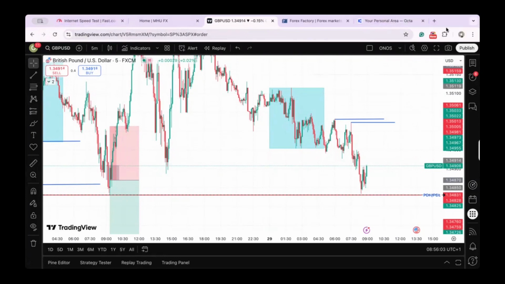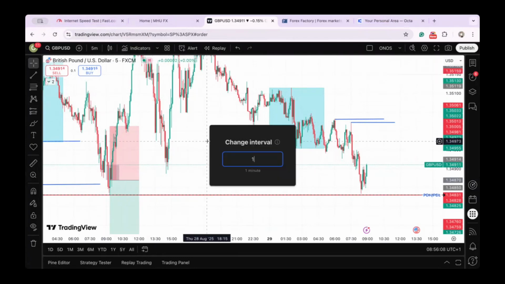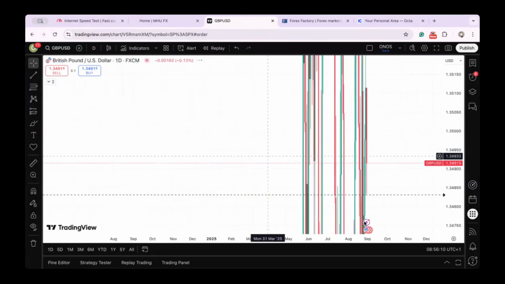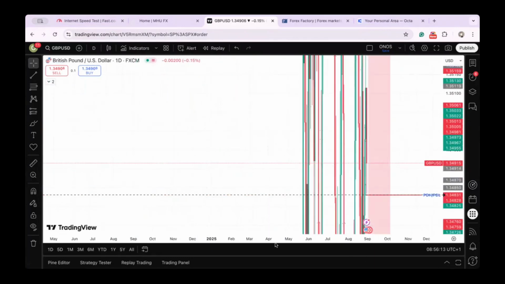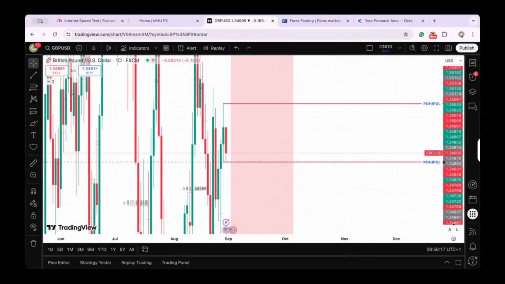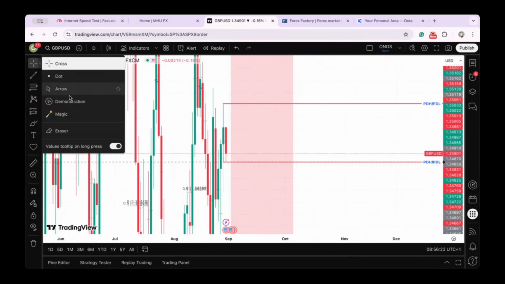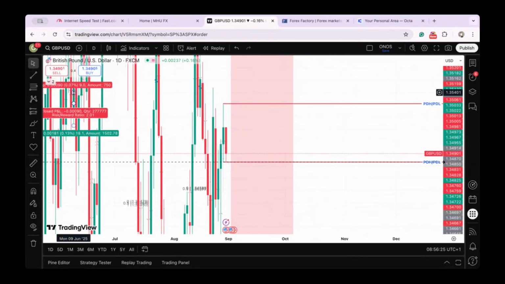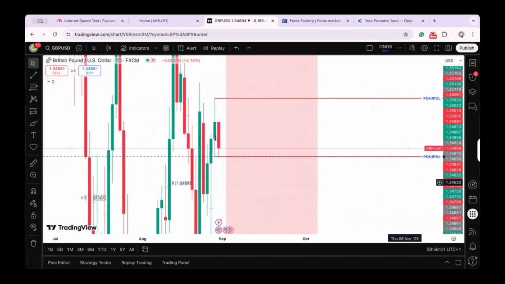So first things first, right? I start from the daily. I've already marked up today, so let me show you exactly what I marked up. First things first, this candlestick here, this red one here, that's today. While this green one here is yesterday.